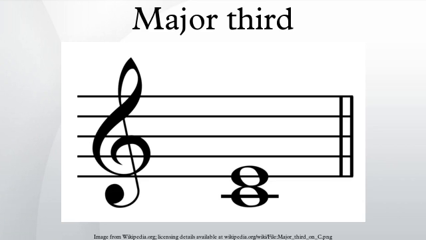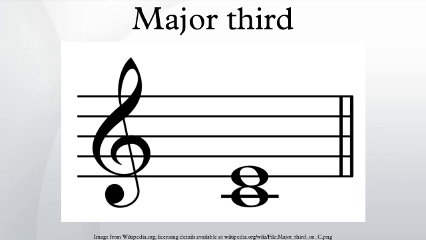The major third may be derived from the harmonic series as the interval between the 4th and 5th harmonics. The major scale is so named because of the presence of this interval between its tonic and mediant scale degrees. The major chord also takes its name from the presence of this interval built on the chord's root.